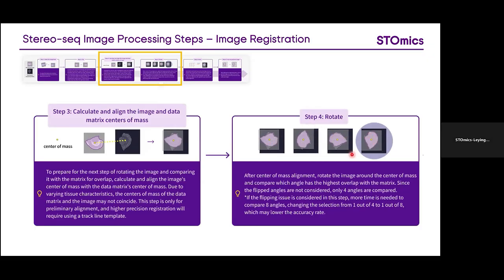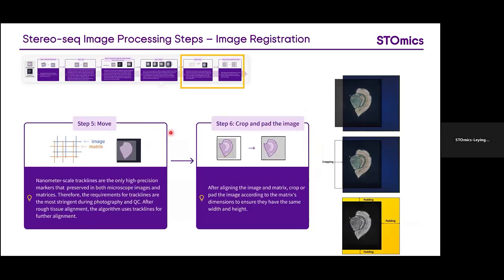For each rotation, the overlap between the image and the spatial matrix is assessed, and the angle with the highest overlap rate is selected as the final orientation. We have done the rough center matching. Step 5 performs precise cell-level alignment, which is achieved using the pan movements based on the track lines.